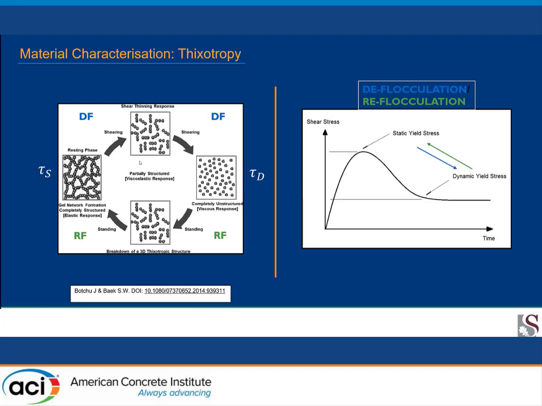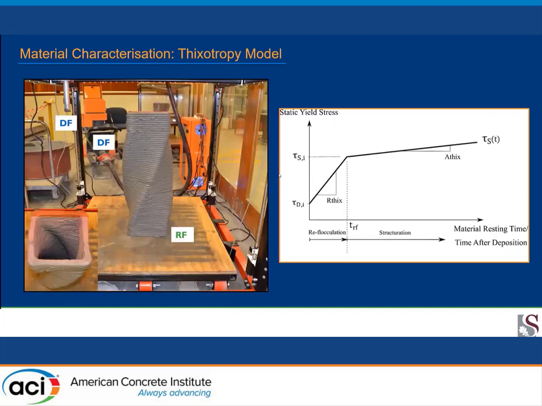Your static yield stress corresponds to your structured phase. And then if you shear it where it's completely unstructured, you get your dynamic yield shear stress. And this reflocculation process, where you go back from the dynamic to the static, is really what thixotropy is for printing. So now we ask, why is that important?